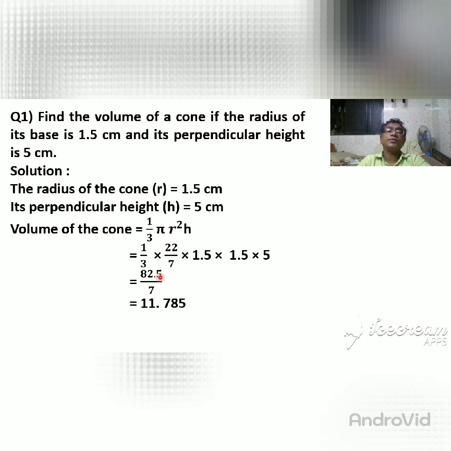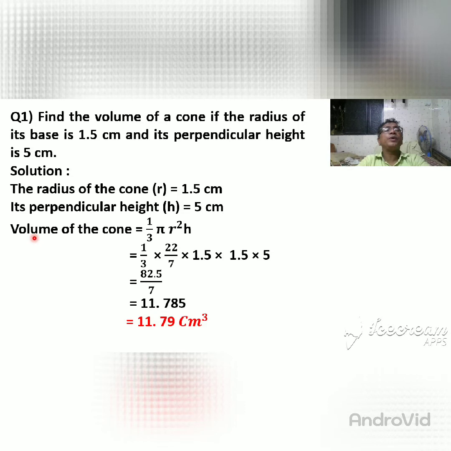And this 5 becomes 55. 7 7s are 49. 55 minus 49, 6 remains. 0. 7 8s are 56. What remains? 4. Then 7 5s are 35. In such a way you are getting volume of cone is 11.785. Do you understand? Any doubts?